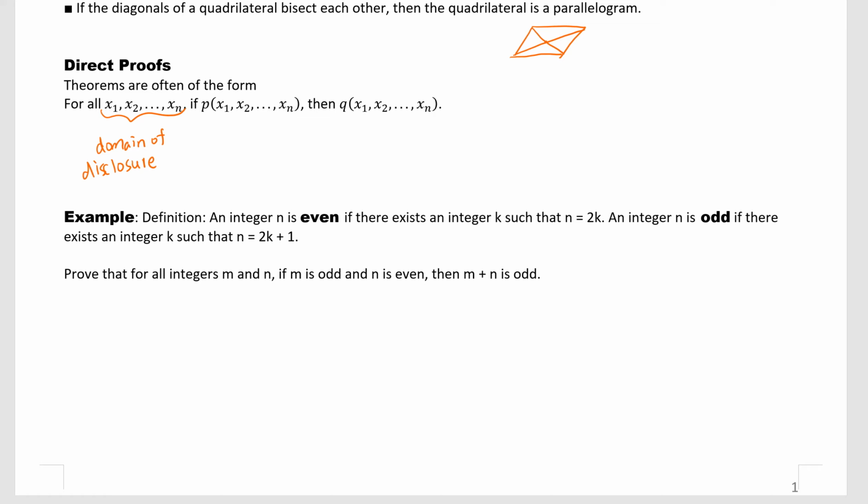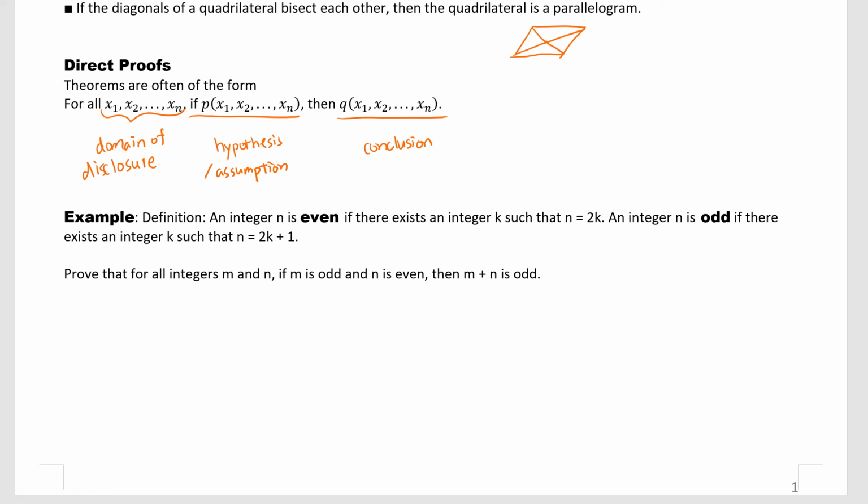And then we have some hypothesis or assumption. So these are the hypotheses, or we can say assumptions or premises. Then this is our conclusion. Last time we talked about arguments, and we have a series of hypotheses and premises. At the end, we get a conclusion.